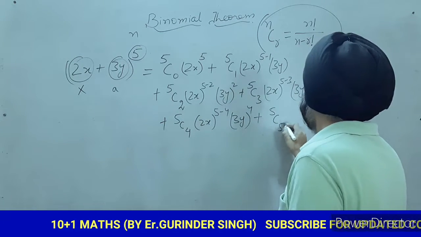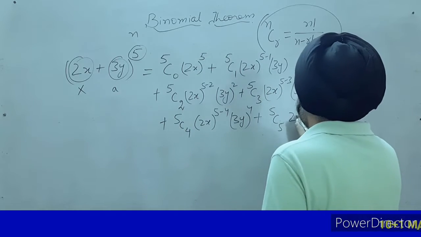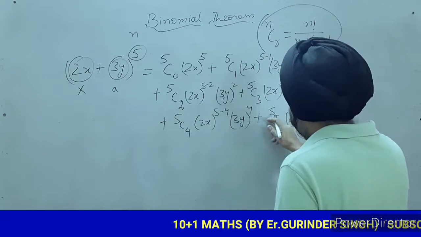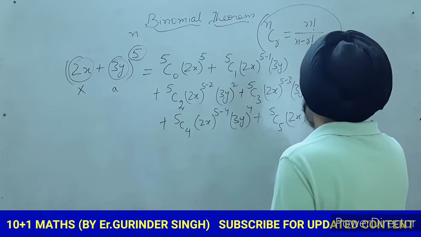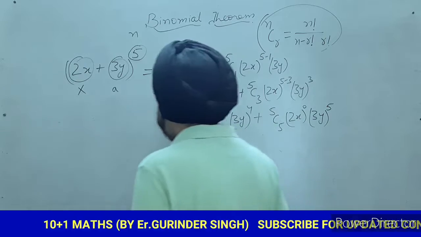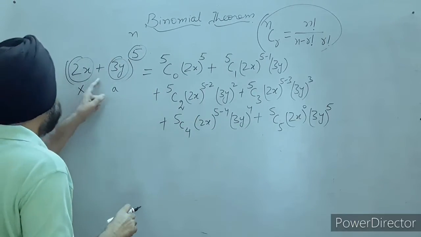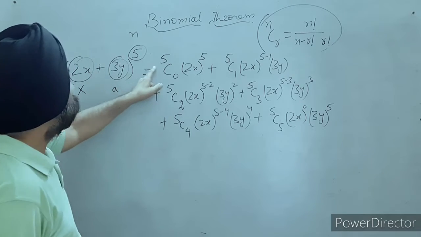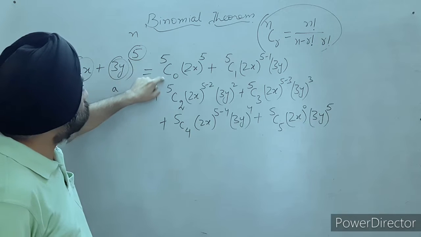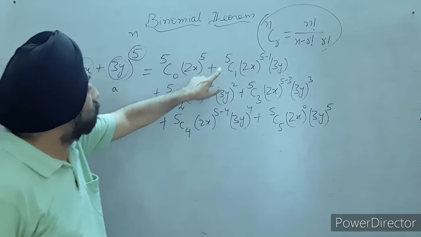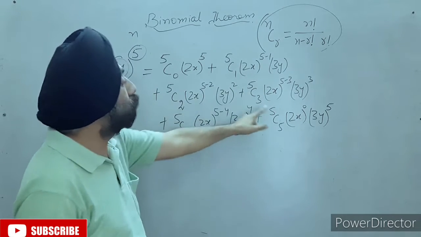Look, we have to go up to nCn. 5C5 (2x) raised to power 0, 5 minus 5 is 0, and (3y) raised to power 5. This is the way we expand any binomial algebraic expression using the binomial theorem. Here n was 5: 5C0 x to the power n, 5C1 x to the power n minus 1 into a, and so on.